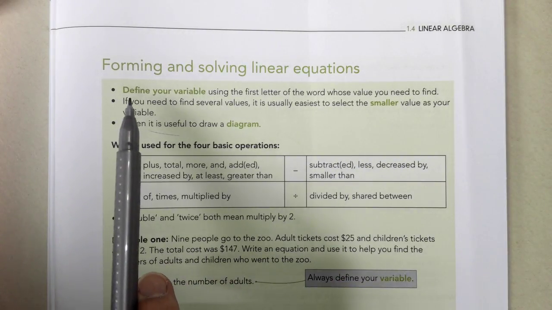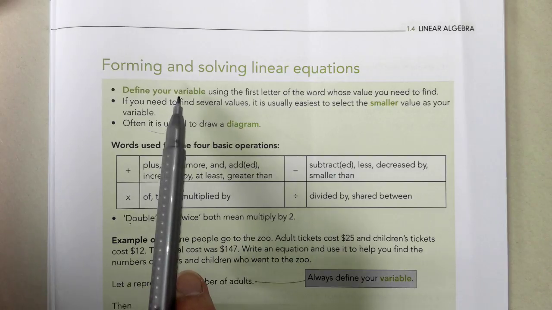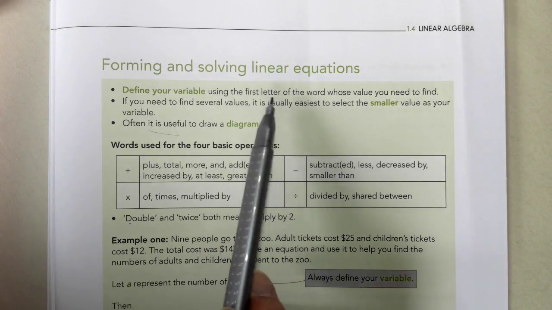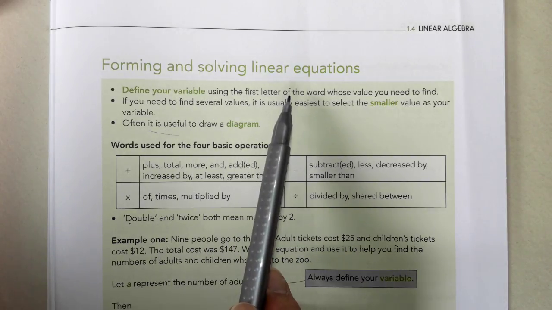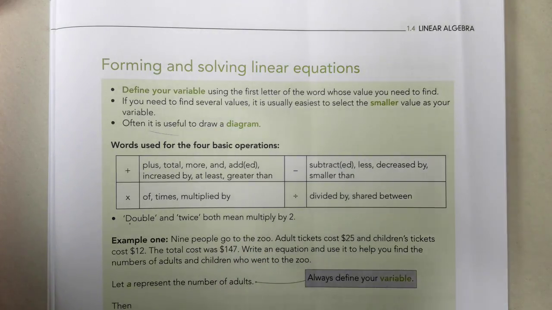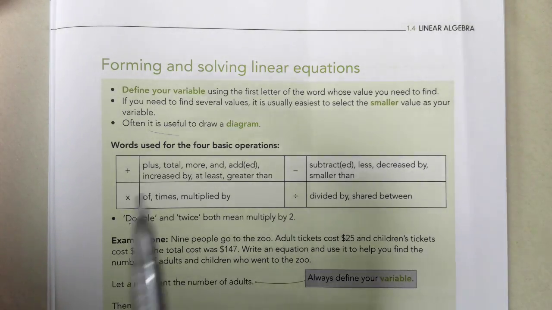The first thing you need to do is define your variable. And often you can use the first letter of the word you're trying to find. So if I want to find the number of apples on a tree, then I might say A is equal to the number of apples on the tree. If I was wanting to find the number of potatoes planted in my field, then I would say P equals the number of potatoes in the field.